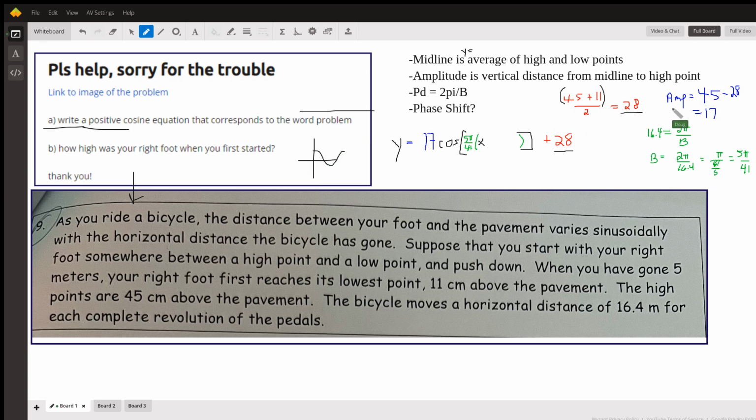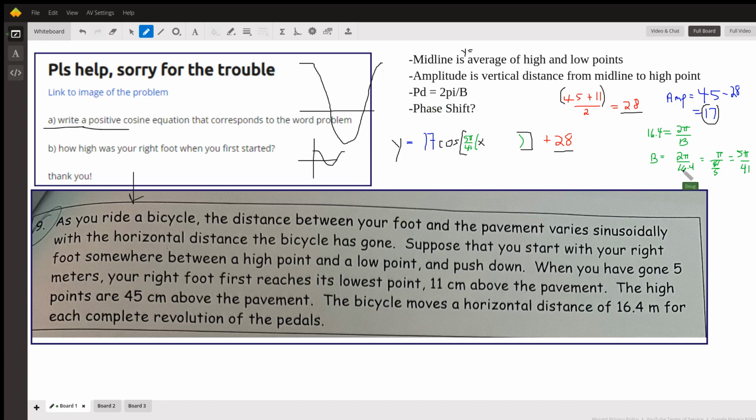The amplitude is the distance from the midline to either the high point or the low point. So the amplitude is 17. So we'll put that number up here. That means this function is going to start way up here, come down here, and look something like that.